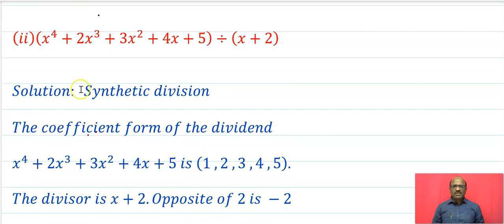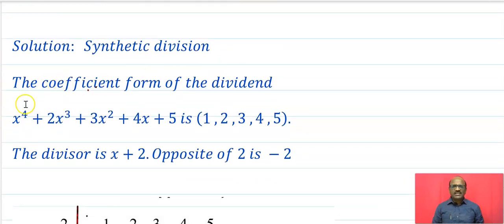Now the next example: x raised to 4 plus 2x cubed plus 3x square plus 4x plus 5 is divided by the polynomial x plus 2. Now the synthetic division. The coefficient form of the dividend: the powers are 4, 3, 2, 1 and constant, and the coefficients are very interesting: 1, 2, 3, 4, 5. Now the divisor is x plus 2. The opposite of 2 is minus 2.